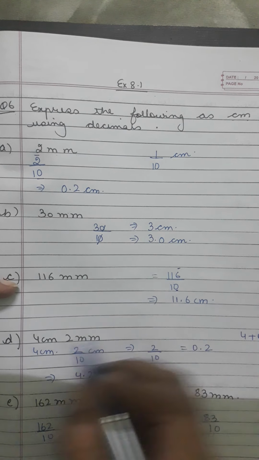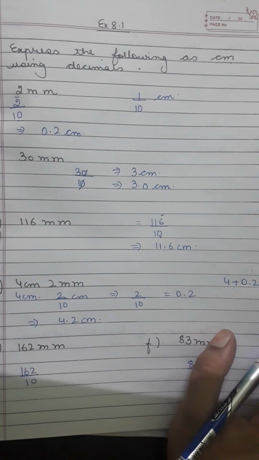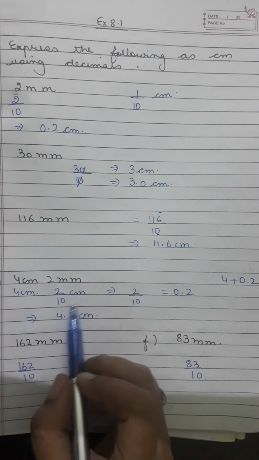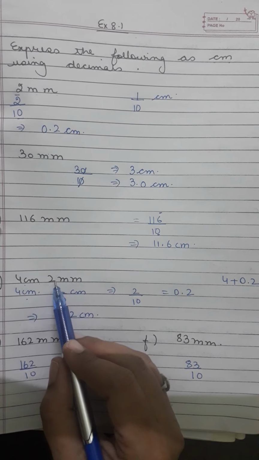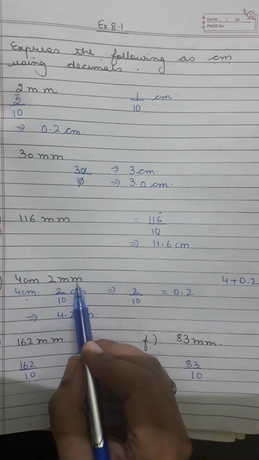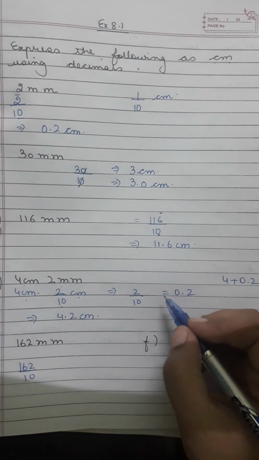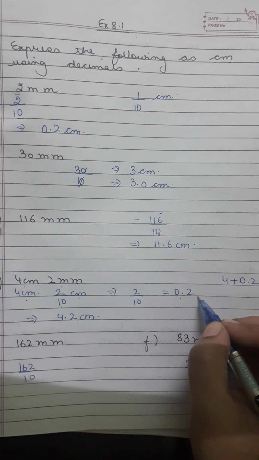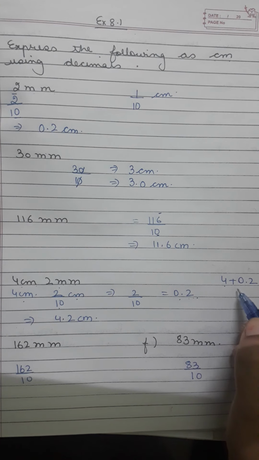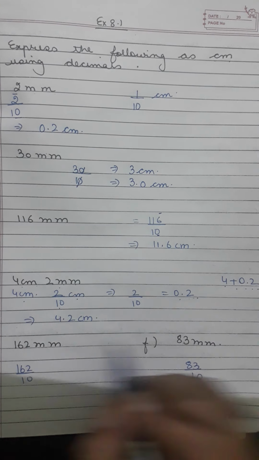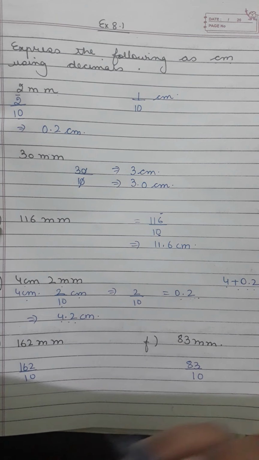11.6 centimeters. Now in the D part it is given 4 centimeters and 2 millimeters. So 4 is already in centimeters, it means we have to convert 2 millimeters into centimeters. So it will be 2 by 10 and 2 by 10 will be written as 0.2. So add now 4 centimeters and 0.2 centimeters, so it will be 4.2 centimeters.